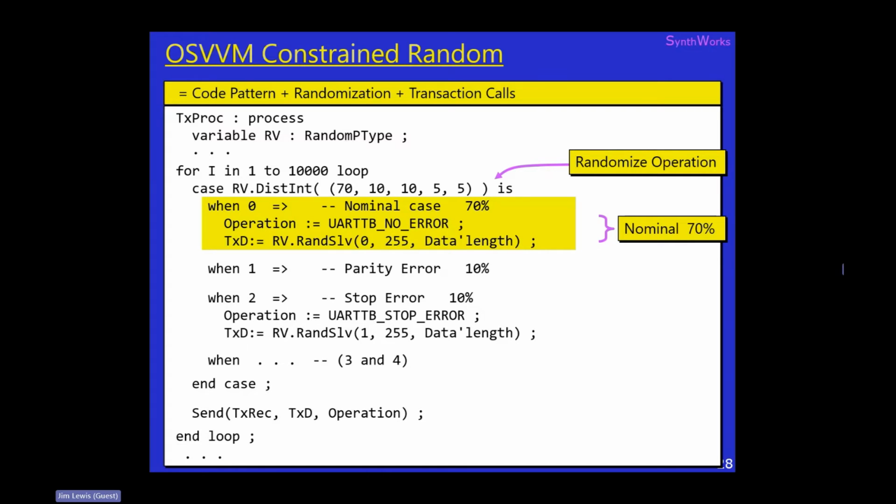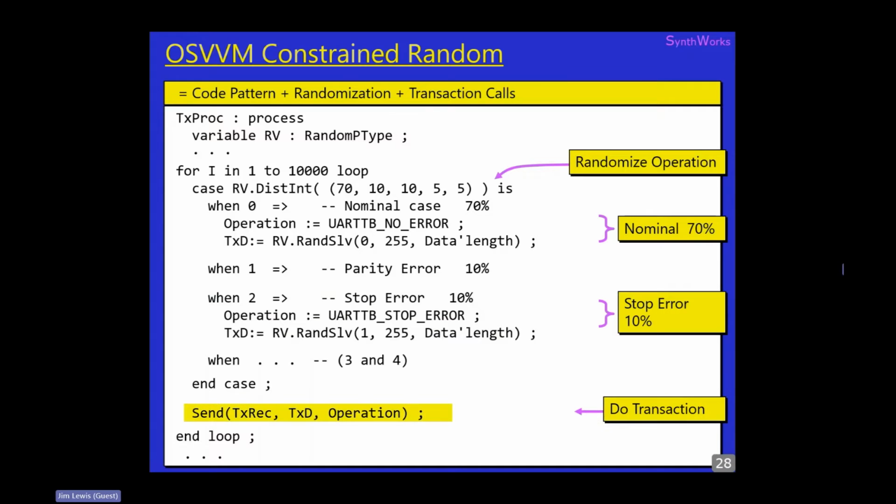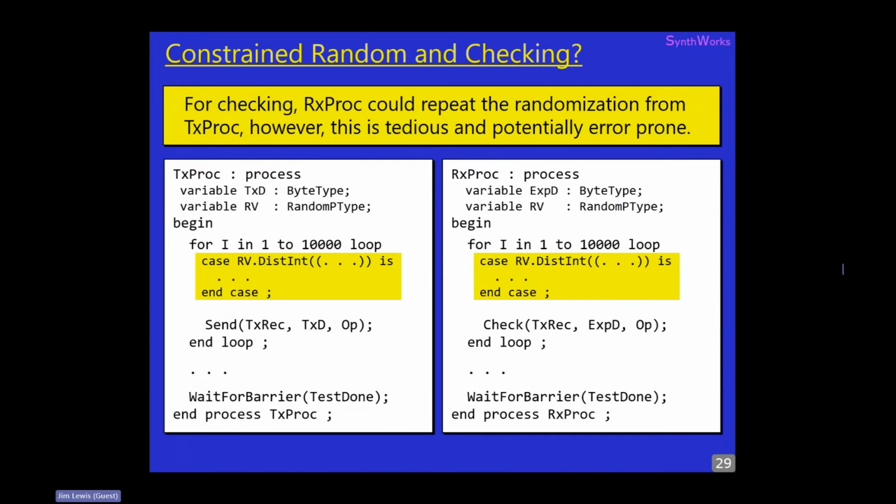We're going to set up our nominal checking here. 10% of the time we're going to inject an error. So we're going to set up that error injection here. And then we do our transaction. So we could be doing our transaction here, or we could be doing our transactions in our case branch, which would allow us to do multiple transactions or different numbers of transactions in each step, if that was a thing we needed to do. Okay, and again, that's just one of the patterns OSVVM uses for constrained random.